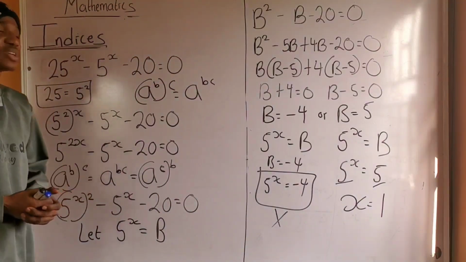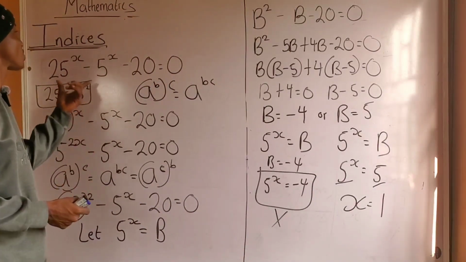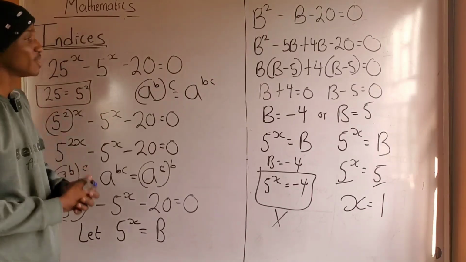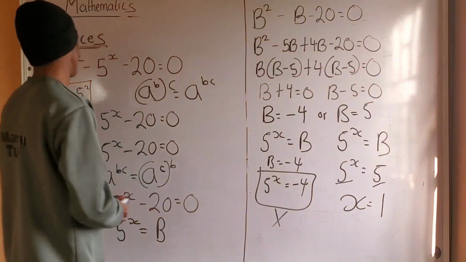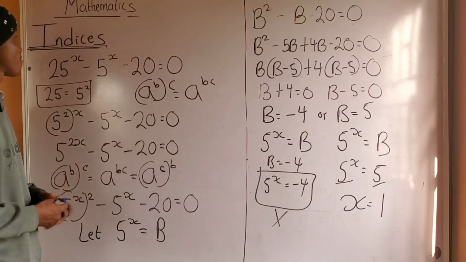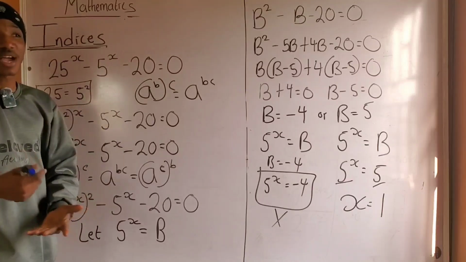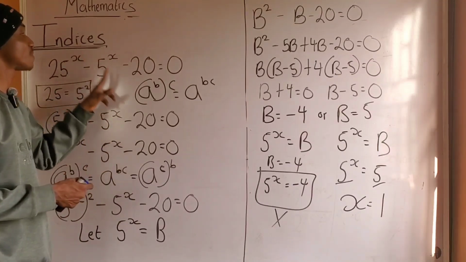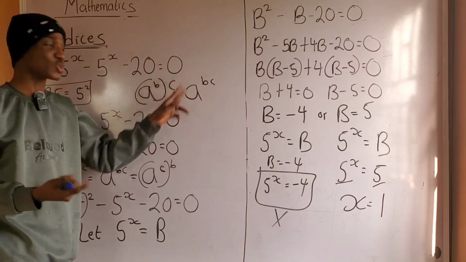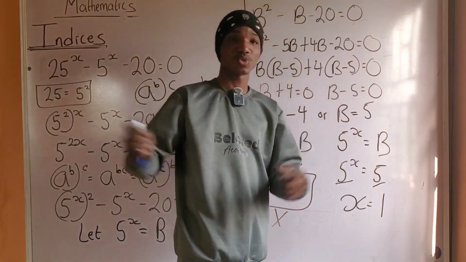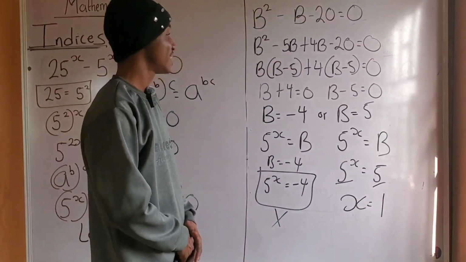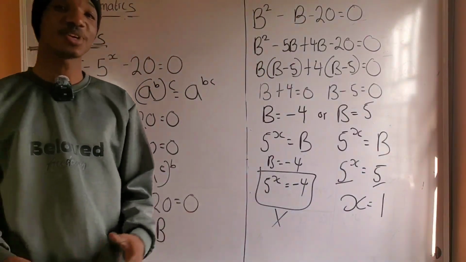Now, we want to check whether our solution is correct or not. Let us substitute the value of x as 1 in this equation. If it doesn't satisfy, that means our solution is wrong. Okay? Here, when x is 1, 25 raised to the power of 1 is 25, right? Yes. 5 raised to the power of 1 is 5. 25 minus 5, that is what? 20. 20 minus 20 equals 0. So the solution to this exponential equation is x equals 1, okay? So if you encounter this in an exam, I'm very sure you can handle it confidently.